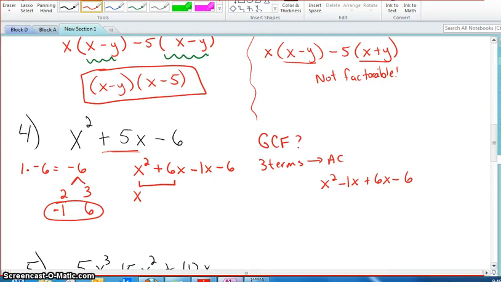Here, I have an x in common. Left over is x plus 6. With these two, I have a negative 1 in common. What's left over is an x plus 6. So it becomes x plus 6, x minus 1.